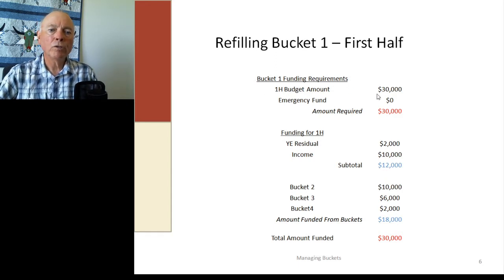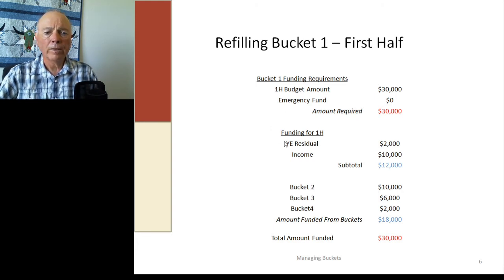So our annual budget is, let's say, $60,000, and that means that the first half budget expenses are $30,000. A zero emergency fund. What that means is that the emergency fund is fully funded, so there's no need to add money into the funding requirements to top off the emergency fund. So net is the amount required to refill bucket one is $30,000.